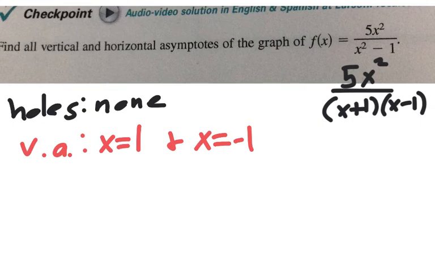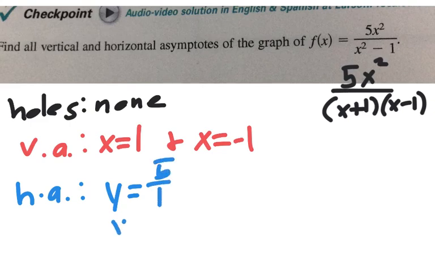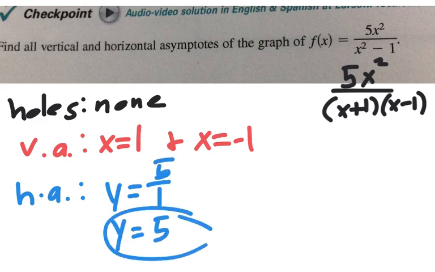Okay, last, horizontal asymptote. The degree of the numerator was 2. The degree of the denominator is 2. So the degrees are equal. So we have a horizontal asymptote at y equals the ratio of the leading coefficients. So that would be 5 over 1, which means that y equals 5 is my horizontal asymptote. Any questions? Any part of that?